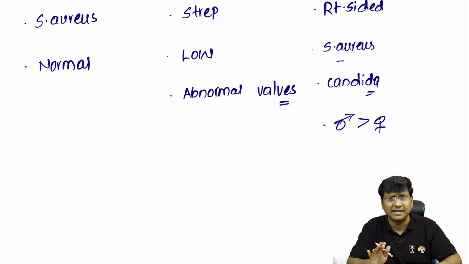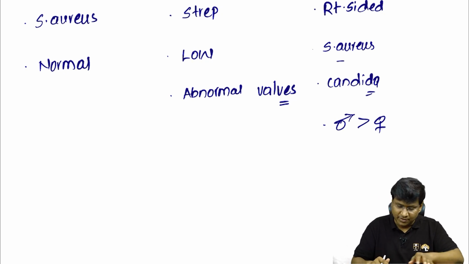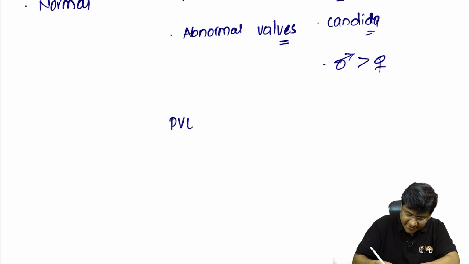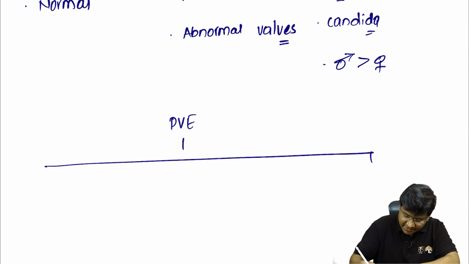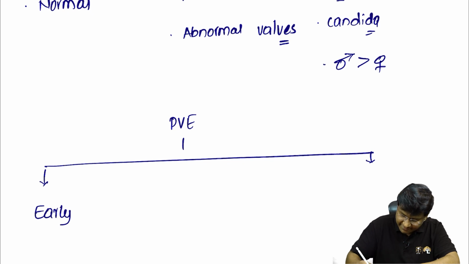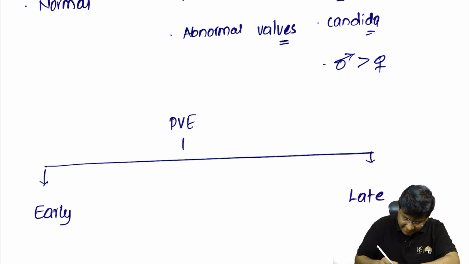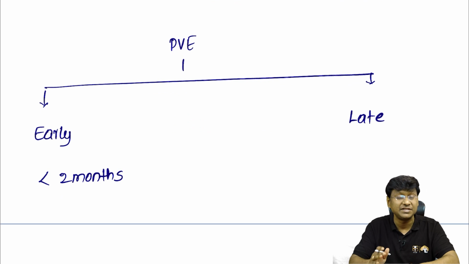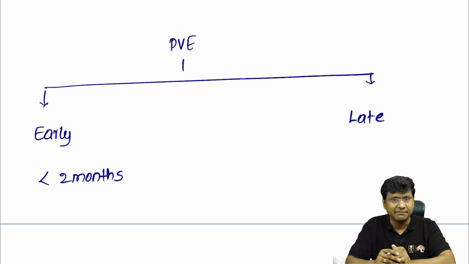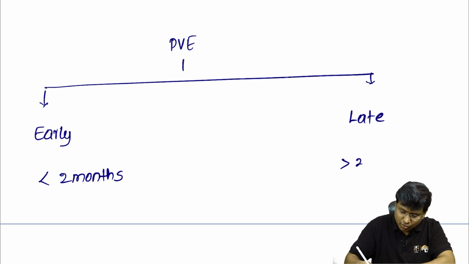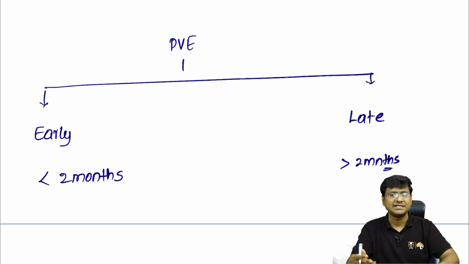Then you take prosthetic valve endocarditis. We classify this into early prosthetic valve endocarditis and late prosthetic valve endocarditis. Early prosthetic valve endocarditis is the one which occurs within 2 months of the prosthetic valve placement, and if infective endocarditis develops after 2 months of the prosthetic valve placement, we call it late prosthetic valve endocarditis.